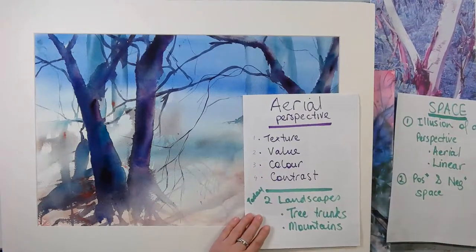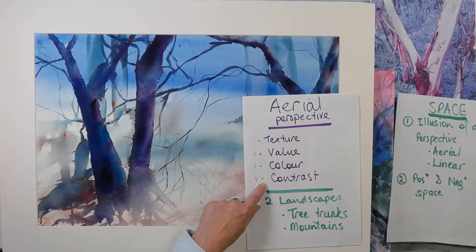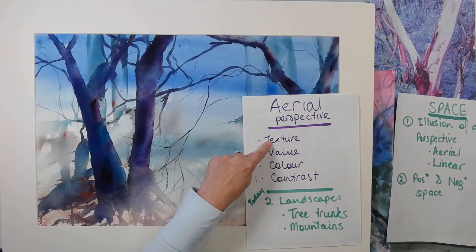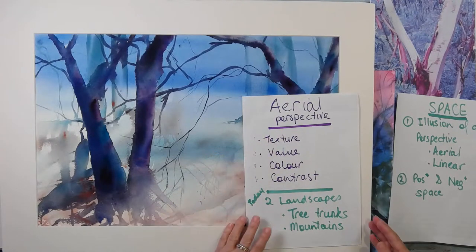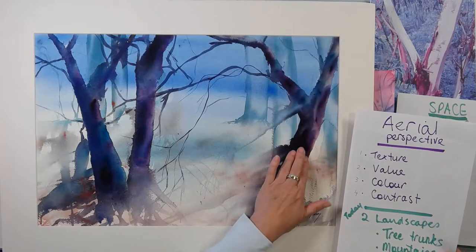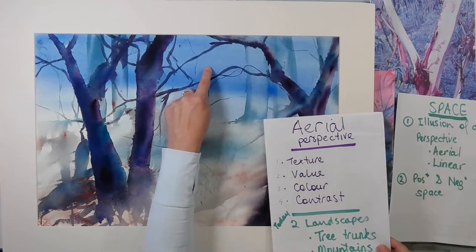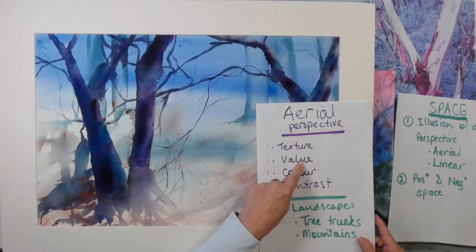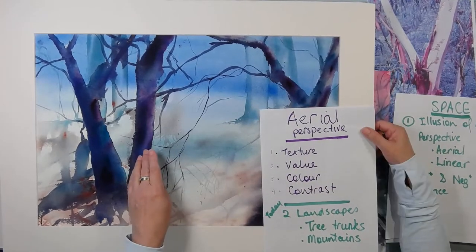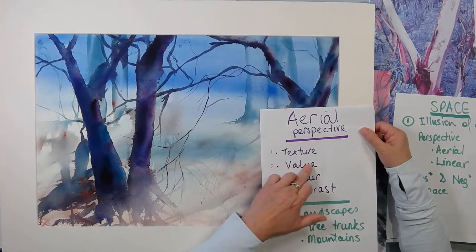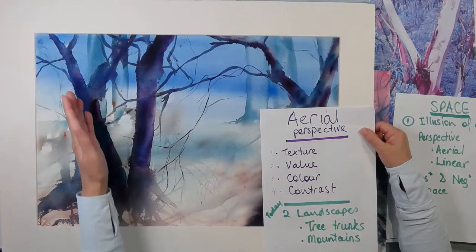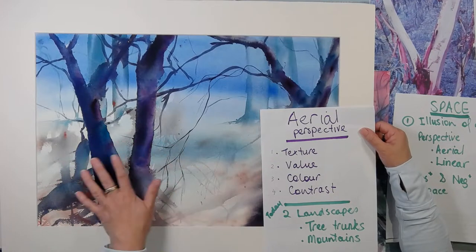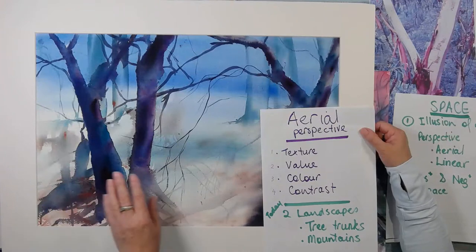Now, in order to think about aerial perspective, these are the four things that we're going to talk about today. We're going to talk about texture. Texture in terms of aerial perspective is put texture in the foreground and not in the background and barely in the middle ground. Then values, you want to be thinking about your values. This painting is quite a good example of the use of values. Darks for foreground objects. These are all ideas. They're not necessarily rules. So you can break any of the rules that we cover today.